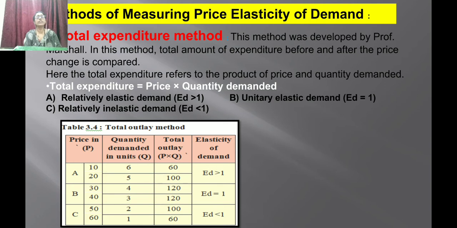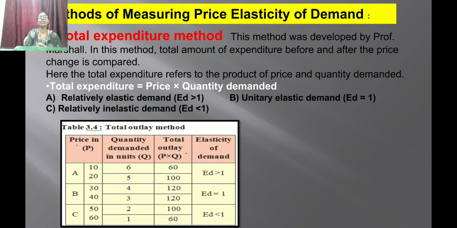Now in this way we can say that there are three comparisons. Relative elastic demand. When we compare, we get the three measurements. Which are the three? Elasticity of demand is greater than 1, elasticity of demand is less than 1, elasticity of demand is equal to 1. These are the three things we get. So for elasticity of demand greater than 1, we studied in the types of price elasticity of demand.